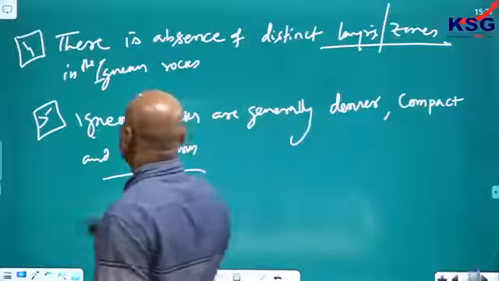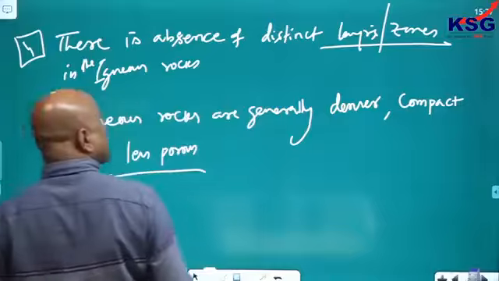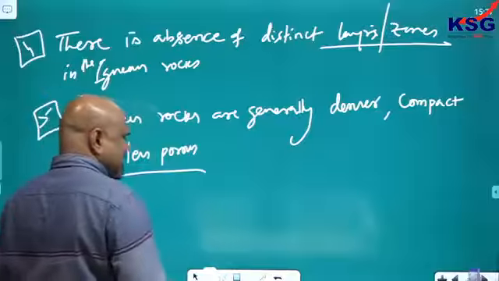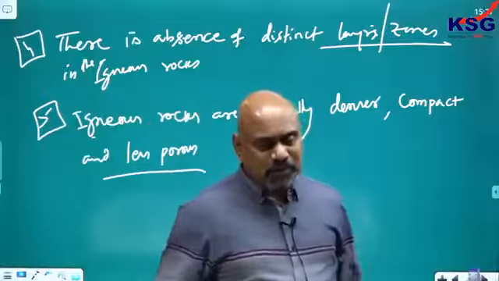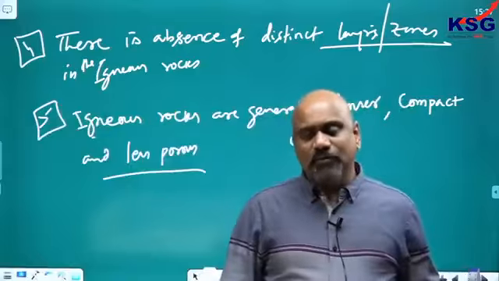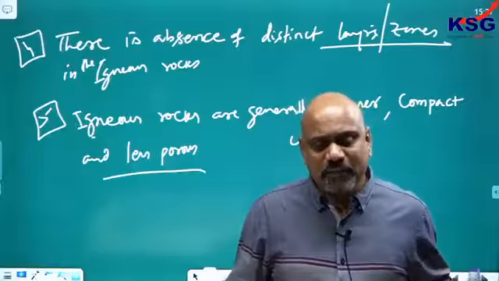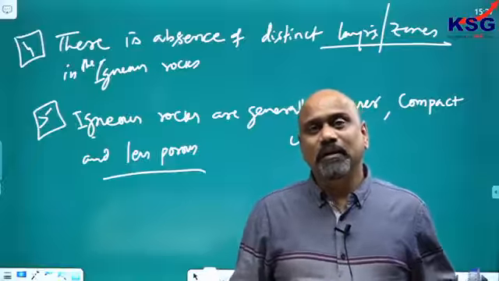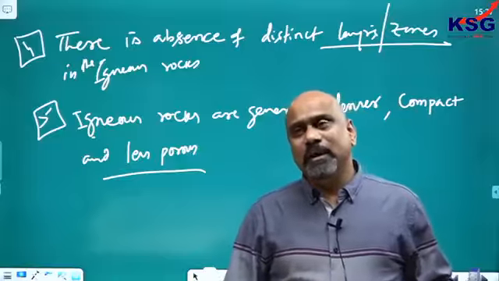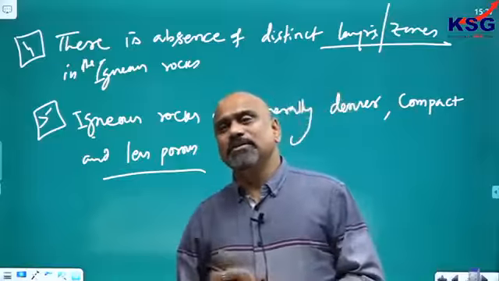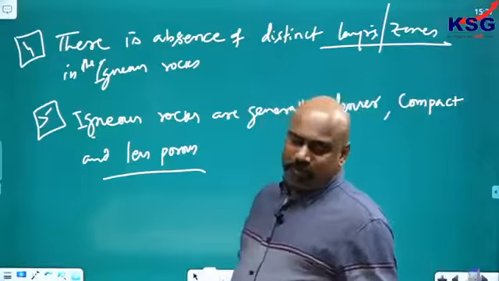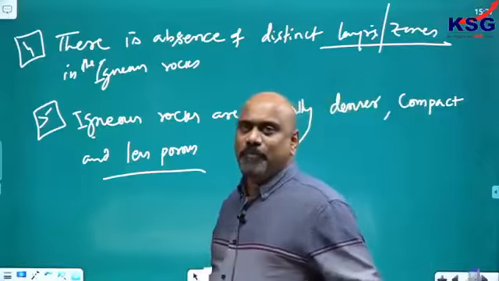Igneous rocks are generally denser, compact and less porous. Because porosity and permeability are less, they are less affected by chemical weathering and more affected by physical weathering, since the chemicals cannot go inside. I hope it is clear to all of you.